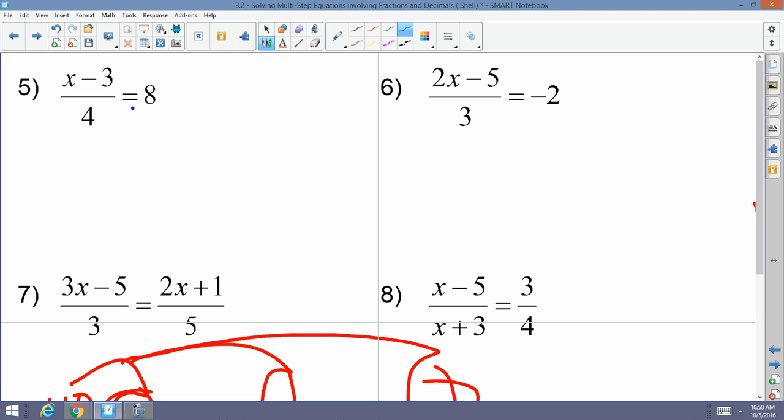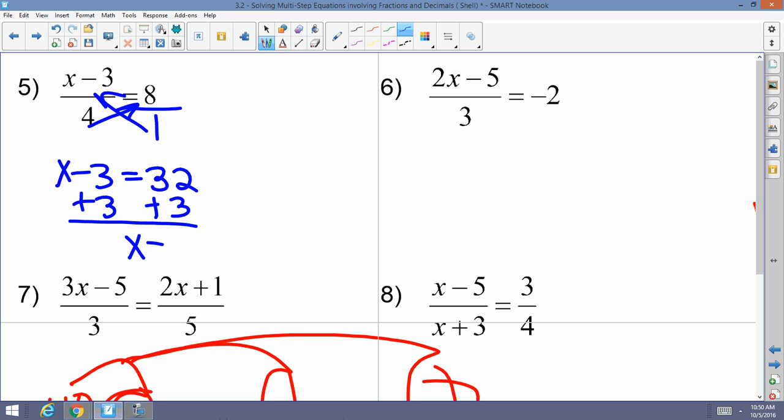Guys, if I put a little 1 under here, didn't I just form a proportion? Cross multiply, y'all. So I got x minus 3 equals 32. Don't even sweat it. Yeah, see? Not that bad. Not that bad.